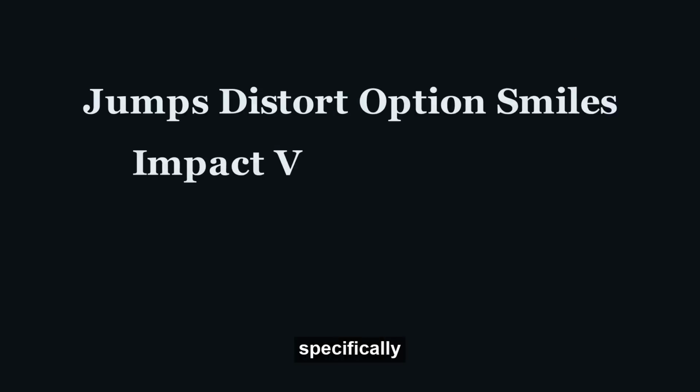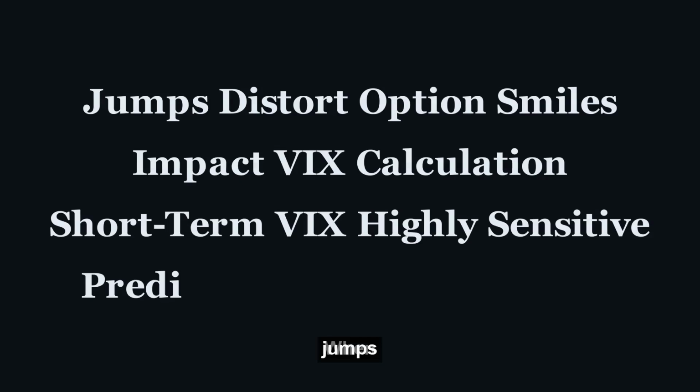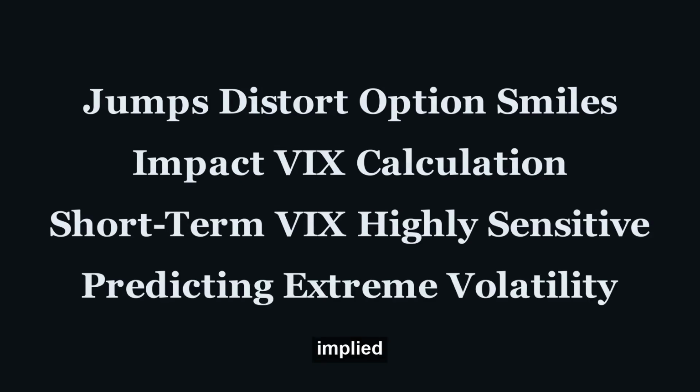So, how do these jumps specifically impact the VIX? When jumps are present, they significantly alter the implied volatility smile, the pattern of implied volatilities across different strike prices for options with the same maturity. For short maturity options, this distortion becomes particularly pronounced. The research shows that the leading order asymptotics for VIX and option prices are directly influenced by the parameters of these jump processes. This means that on a day where the VIX is particularly volatile, understanding these jump dynamics is crucial for accurately interpreting and forecasting near-term market expectations and potential extreme events.